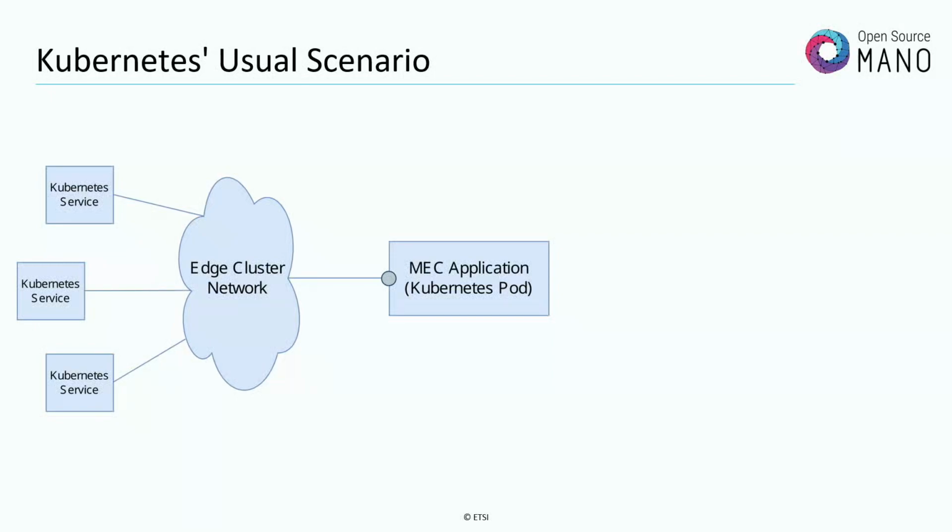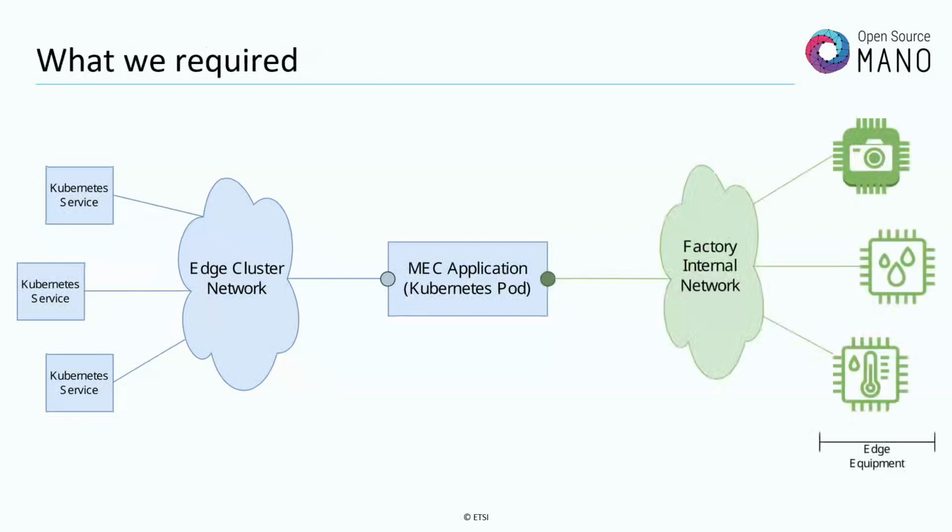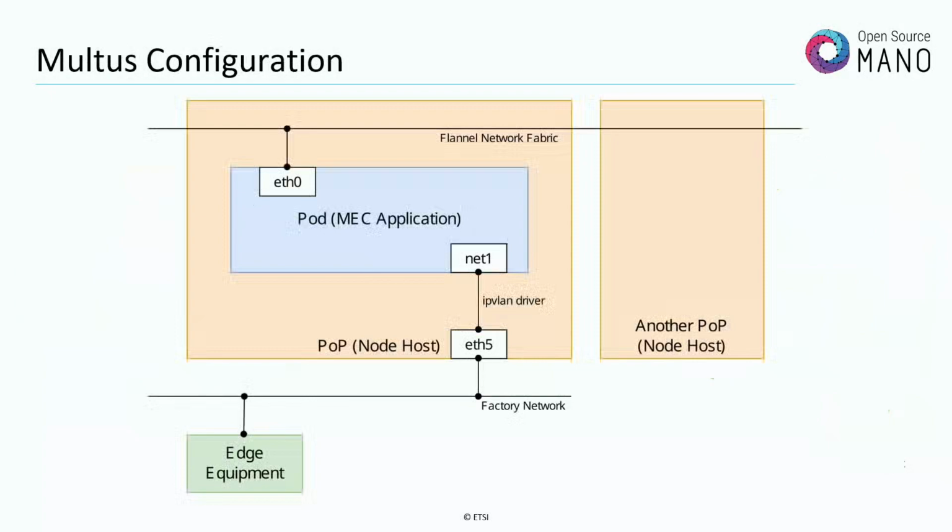But in our new environment, this wasn't enough because we now have multiple edge equipment in a different network, the factory's networks, and therefore we needed to find a way of having Kubernetes pods with more than one network interface. We achieved this by using Multus. Multus is a Kubernetes CNI which allows us to have multiple CNIs in our Kubernetes cluster. So you can think of it as a CNI of CNIs. In practical terms, it means that we can create Kubernetes pods with more than one network interface.